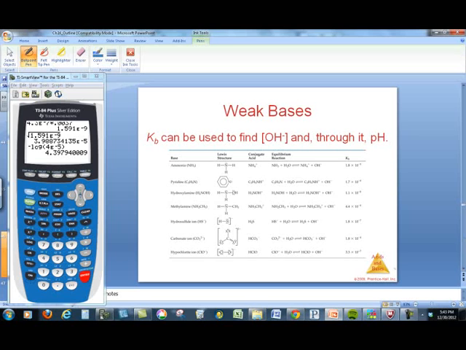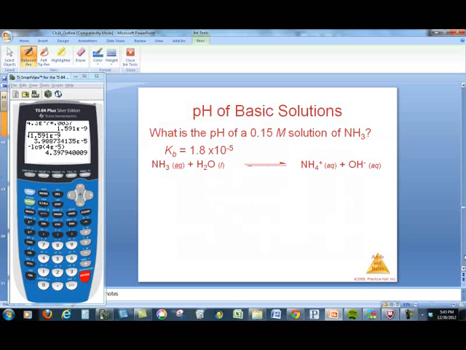Here are the Kb's for a whole bunch of bases. These are all weak bases. Okay. We can use the Kb to find hydroxide concentration and pH. Alright, so we want to find the pH of a 0.15 molar solution of ammonia, and it gives us the Kb. But be careful, because it asks for pH, which is the negative log of the H+ concentration. So we need to first find pOH from the information and then use pOH plus pH equals 14 to find the pH. Okay.